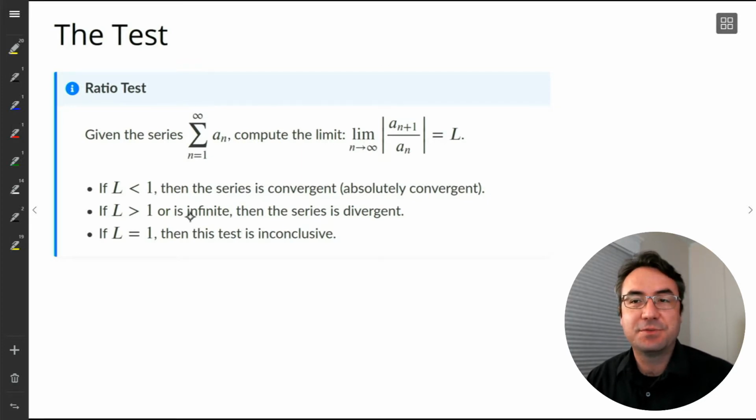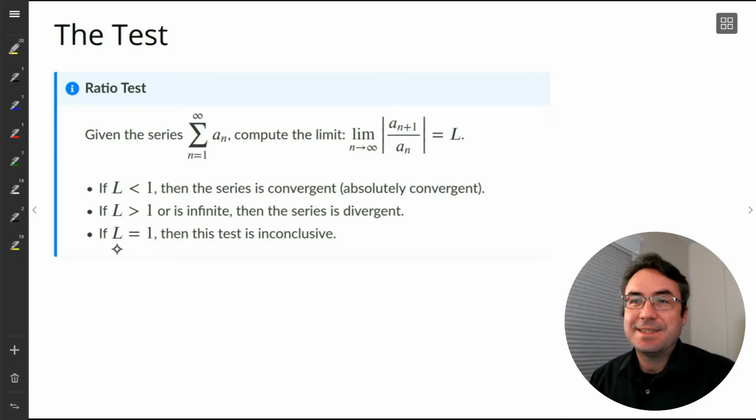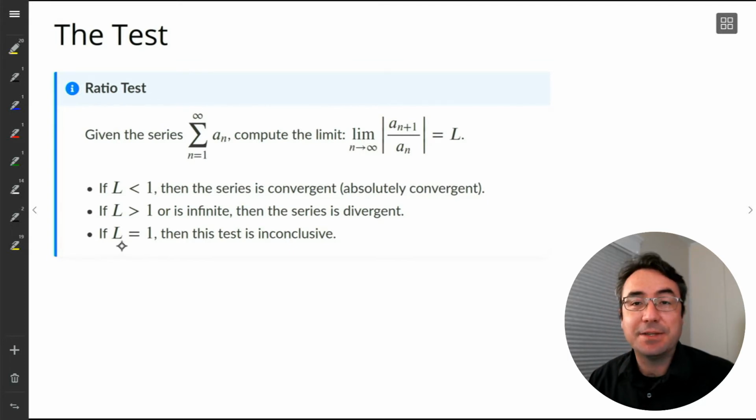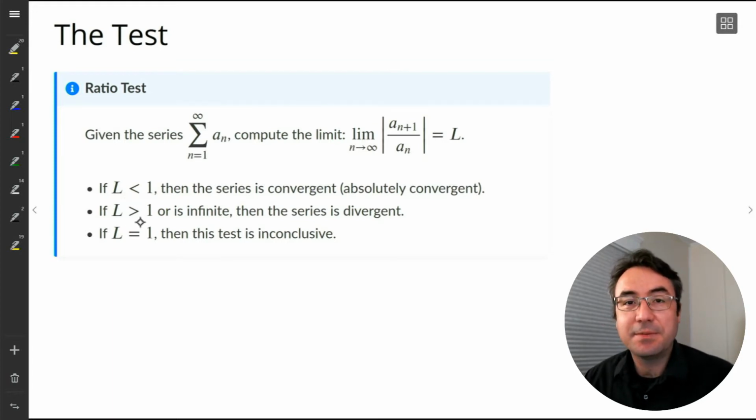So there's kind of two possibilities there. If the limit exists, if L is a number but it's greater than 1, or if the limit is just infinite, then the series is divergent. And then the last condition: sometimes the ratio test doesn't work. Unfortunately, that's the case sometimes. And this happens when the limit L is equal to 1. The test is inconclusive. So unfortunately it happens, but it is a nice, powerful test that we're going to be able to use. Just sometimes it can be inconclusive.